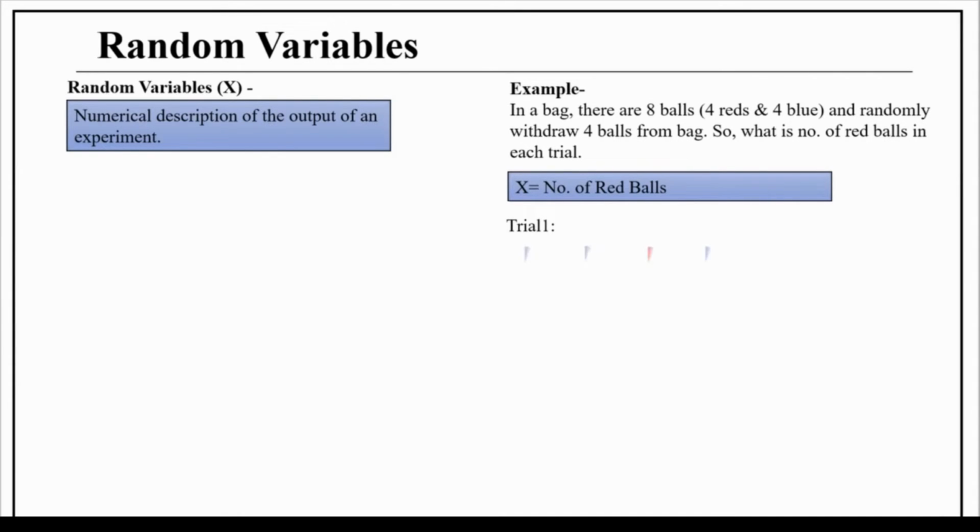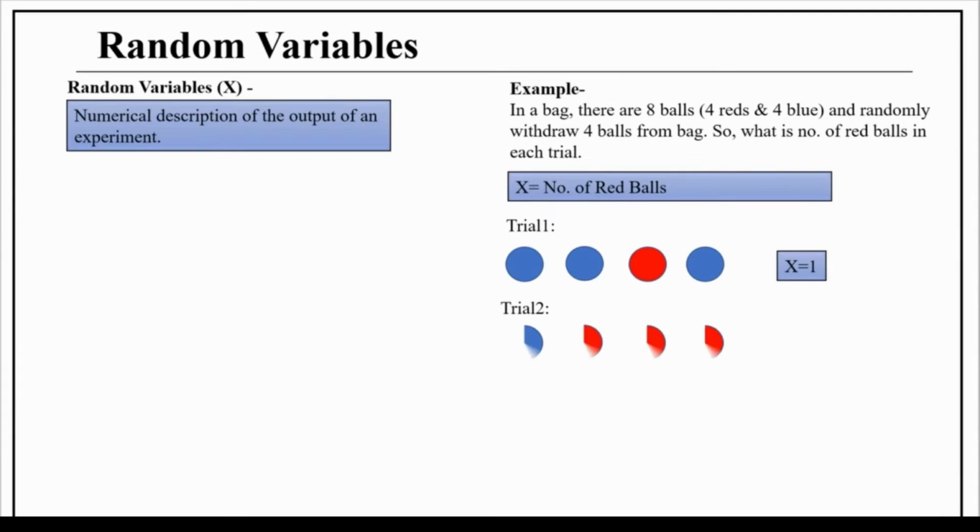Let's do the first trial. In this trial, the first ball which is drawn is blue, the second one is blue, the third one is red, and the last one is blue. So here x is equal to 1, since the number of red balls in the first trial is 1 only. Let's do the second trial. In this trial, the first ball which is drawn is blue, the second one is red, the third one is red, and the last one is also red. So here x is 3, since the number of red balls in this trial is 3 only.